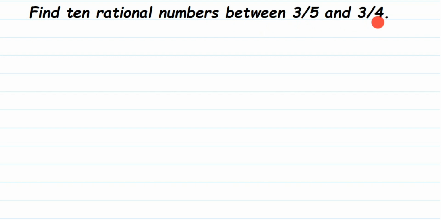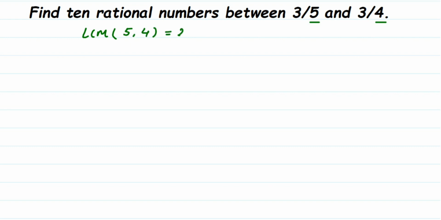Now whenever they give you this type of question, the first step is you have to make sure the denominators are the same. Here we have 5 and we have 4. They are not the same, which means we have to make them the same. But how can we do it? We're going to take the LCM of the denominators, that is 5 and 4. The LCM of 5 and 4 is 20.